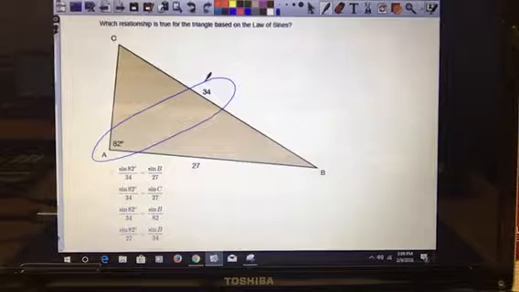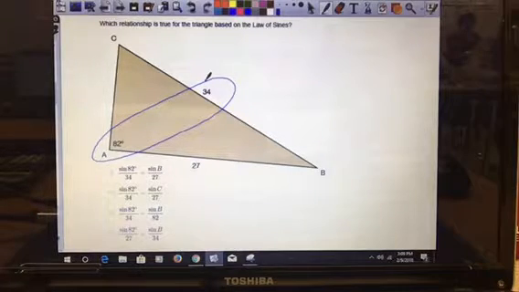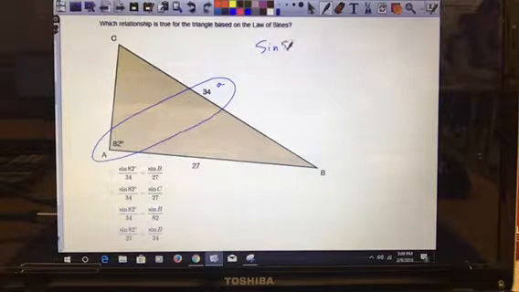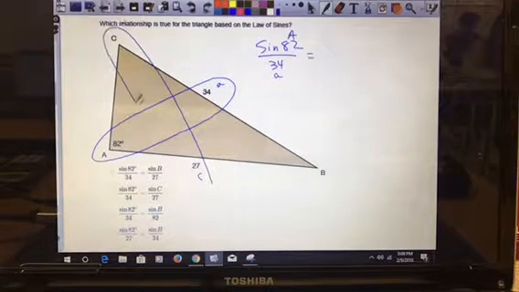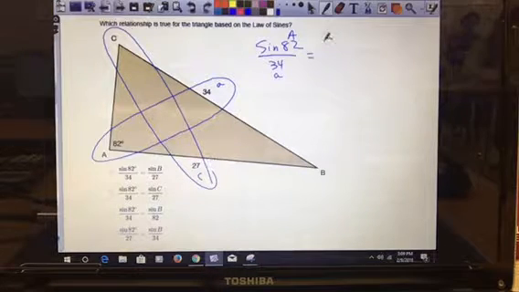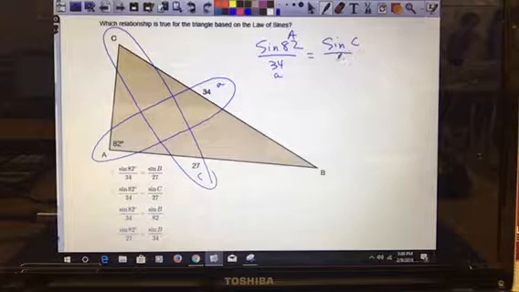Okay, so that means I've got sine of A over little a. This is little a right here. So sine of A, sine of 82 over little a, which is 34. This is a big A over little a right there. Okay, and then since we have little c right here, we're going to need to do big C. We're going to need to do sine of C over little c, which is 27.